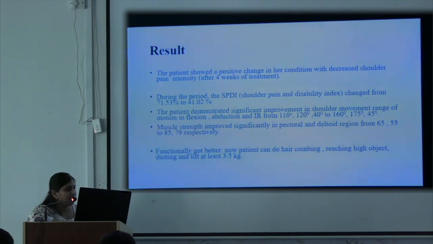The patient demonstrated significant improvement in shoulder range of motion: flexion from 110 to 160, abduction 120 to 175, and internal rotation 40 to 45. Muscle strength improved significantly in the pectoral and deltoid regions, from 65 and 55 to 85 and 79 respectively, on the biodex machine, and functionally she got better. The patient can do hair combing, reach high objects, and lift at least 3.5 kgs.